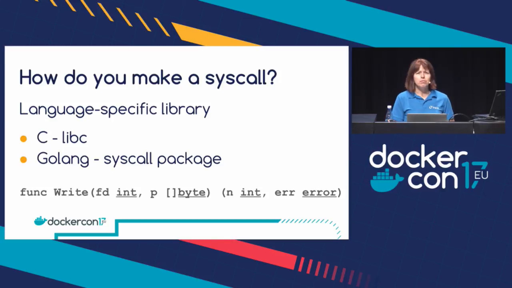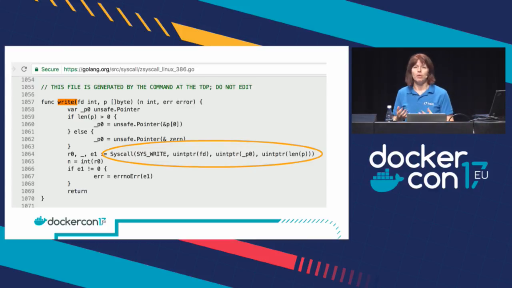Any Go programmers in the room? Yeah, quite a few of us. Excellent. So as Go programmers, we have a Go native syscall package that implements syscalls for us. And I've got an example here of the write function, which just looks like a normal write function. This is within the Syscall package. If we look at what's happening inside that function in the Go package, we can see it calls a function called Syscall. And it passes in as the first parameter which Syscall it is that it wants to invoke.